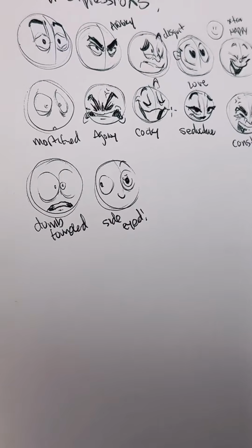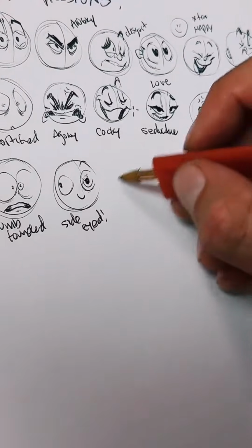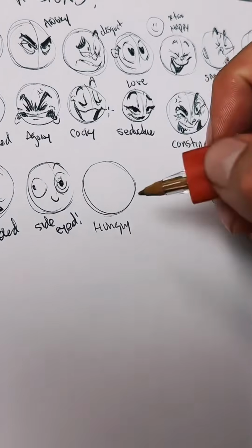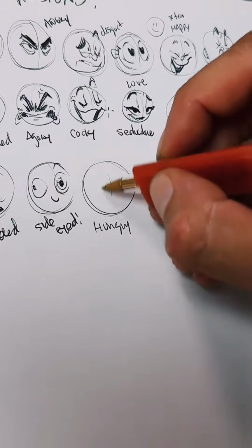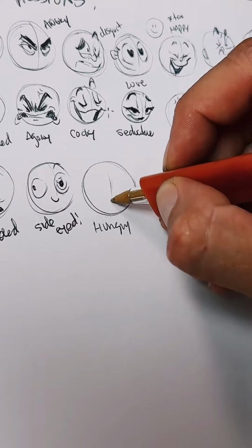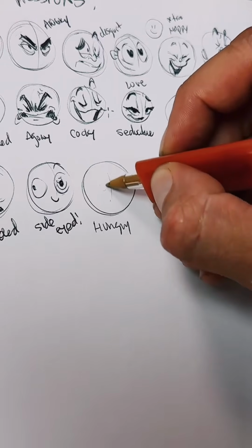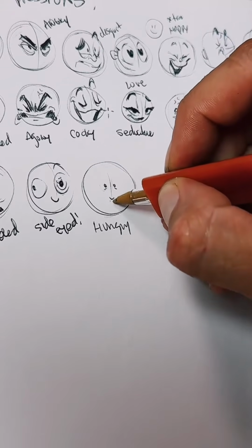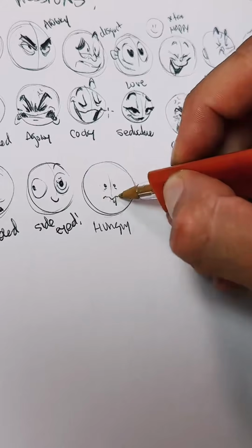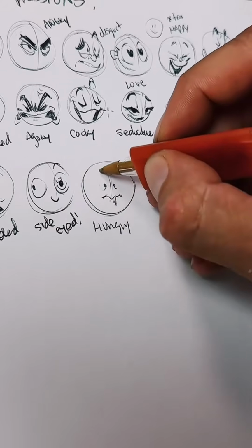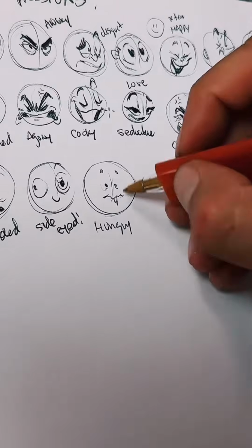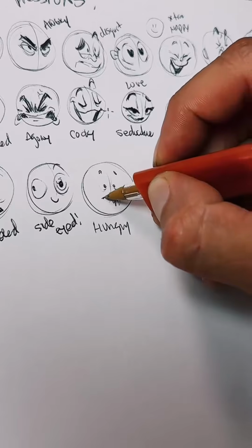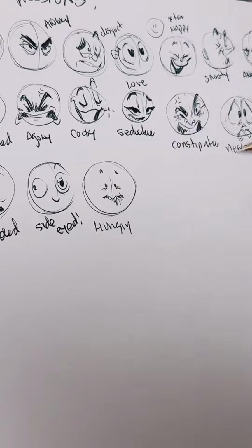So let's go. Do hungry. Oh, hungry, hungry. That's an interesting one. So if you're hungry, what's the face you make? When I'm hungry, I'm just like, that's me when I'm hungry. I'm just like, food, food.